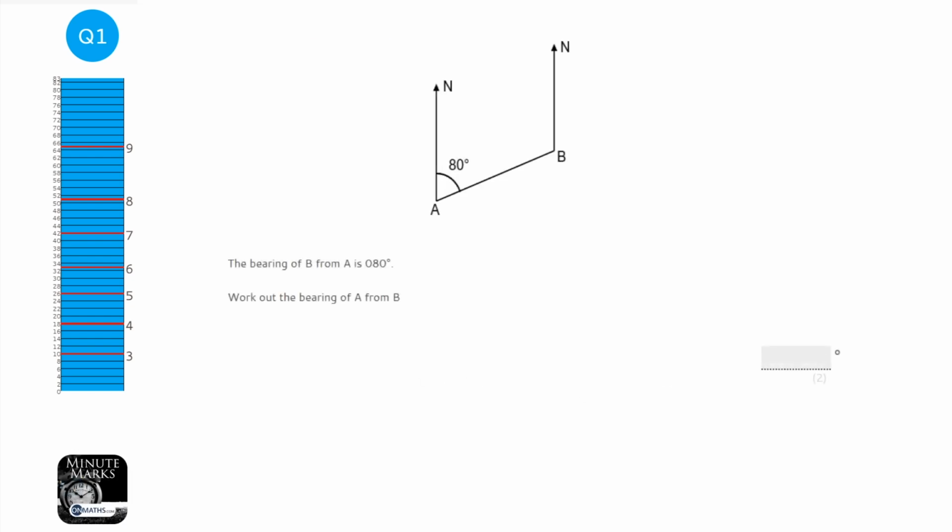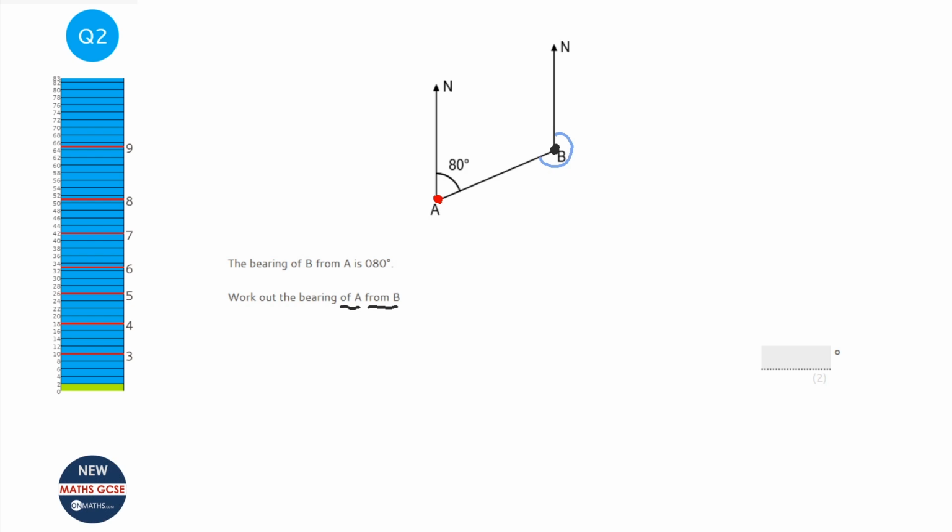At first glance, this seems like a really easy question. It seems like the answer will just be 80. But we've got to understand the way that bearings are written out. It says work out the bearing of A from B. It means that we are at B and we're trying to find where A is in relation to B. So the actual question is asking you for this angle here. Don't forget, bearings are the angle going clockwise from north.